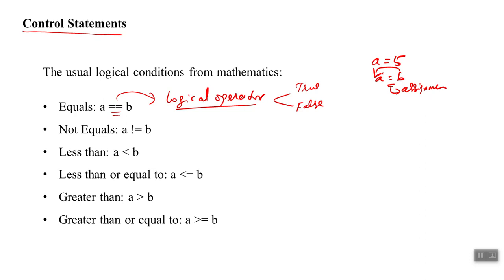Okay, is the screen visible, right? Yes, sir. Okay, a is equal to b means the value of b will be stored in a.